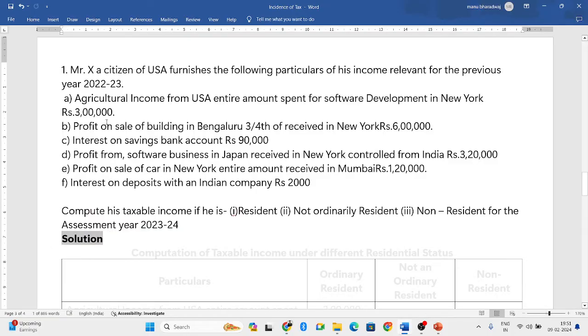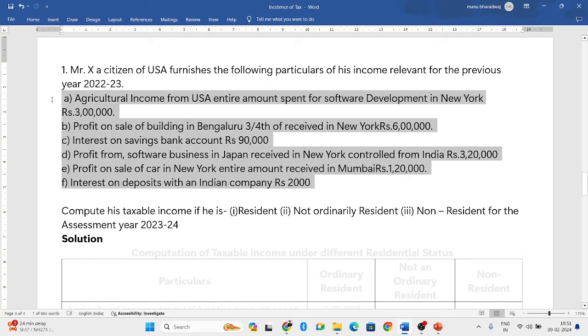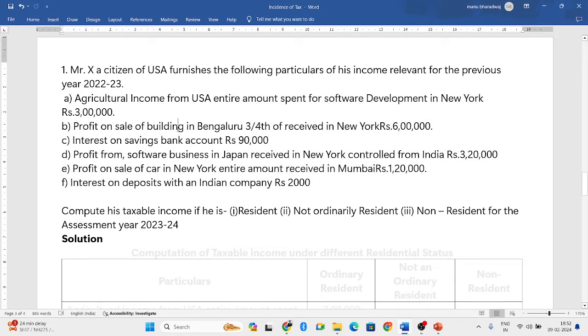So the question is on the screen. One by one, there are certain transactions given in the question. We will analyze each transaction in depth and solve the problem.